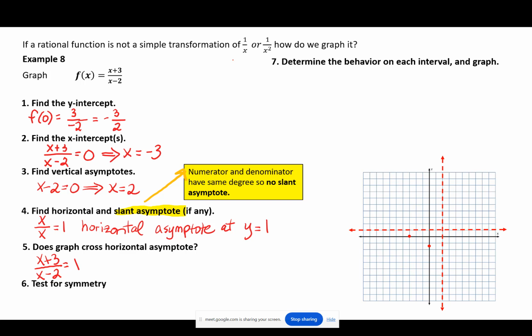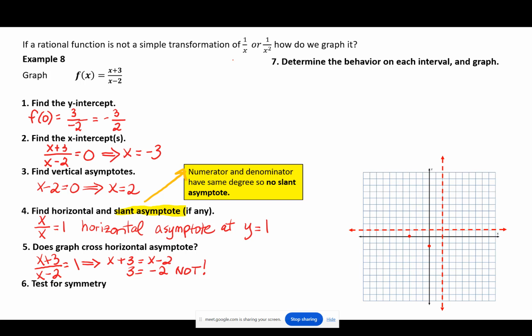So to do that, you would have to set x plus 3 equal to x minus 2, because that's the only way this could equal 1. And when you do that, you get 3 equals negative 2, which is absolutely false. And so the graph is not going to touch or cross that horizontal asymptote, because it can never be equal to 1. The function can't equal 1, so it can't touch it.